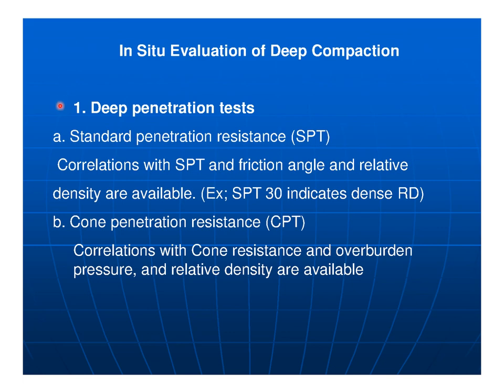So first look at the deep penetration test. Standard penetration resistance SPT: correlations with SPT and friction angle and relative density are available. For example, SPT 30 indicates dense relative density. Cone penetration resistance CPT: correlations with cone resistance and overburden pressure and relative density are available.